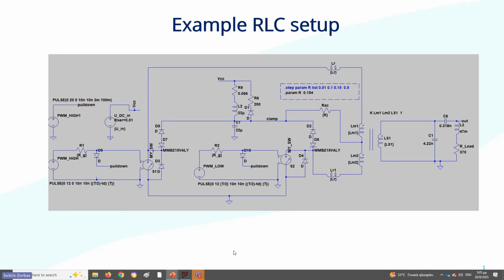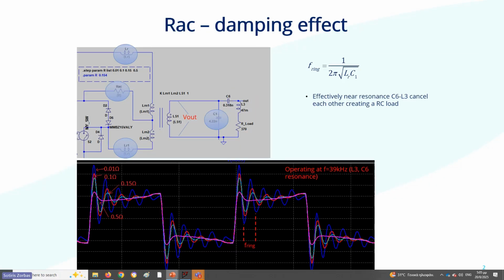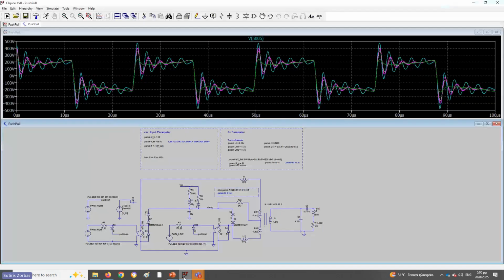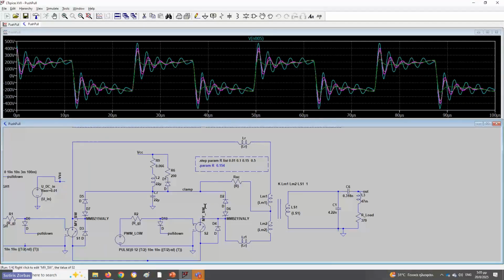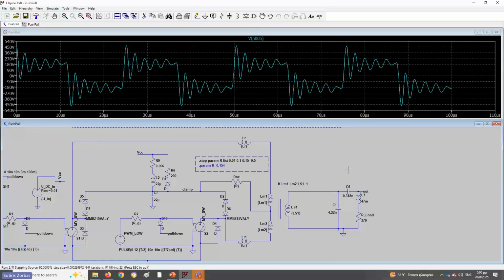Now, let's take a look in the LT spice that we have run. All right, let's run it again. Just 1 second. Okay, so we are plotting the output voltage, as you'll see here in a minute, for a few cases. Now the cases are, we are stepping this RAC parameter.